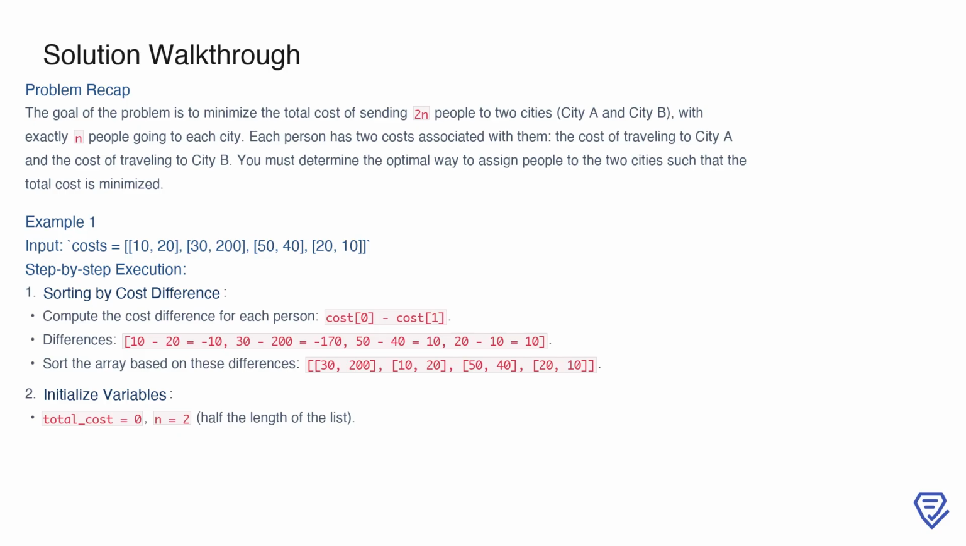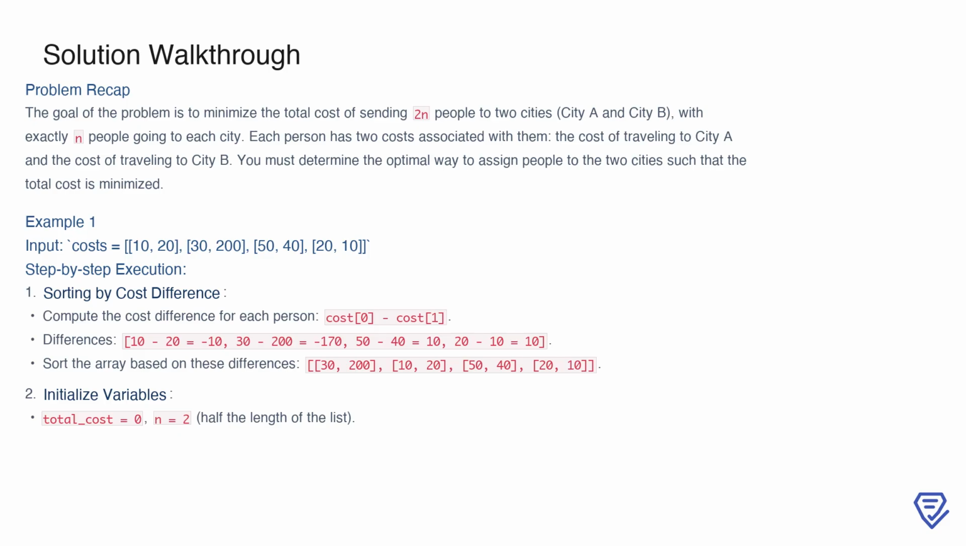Taking the example input, [10, 20], [30, 200], [50, 40], [20, 10], the first step is to calculate the cost difference for each person, which is the cost of traveling to city A minus the cost of traveling to city B. This gives us the differences -10, -170, 10, 10. Next, we sort the array of costs based on these differences, in ascending order. After sorting, the array becomes [30, 200], [10, 20], [50, 40], [20, 10].